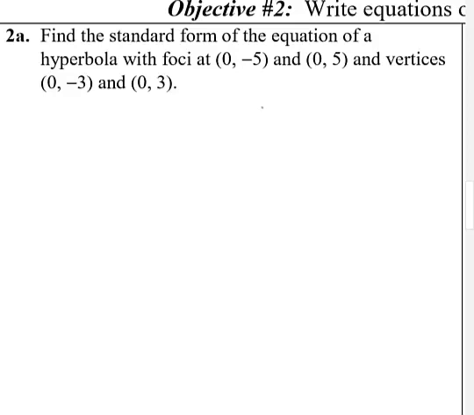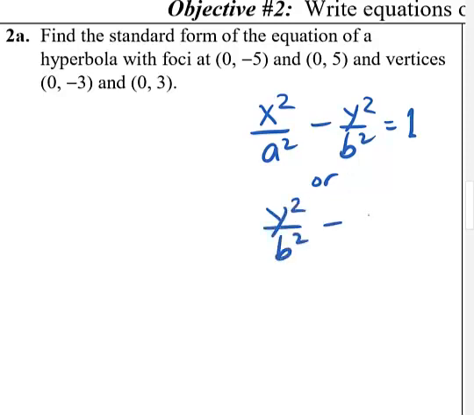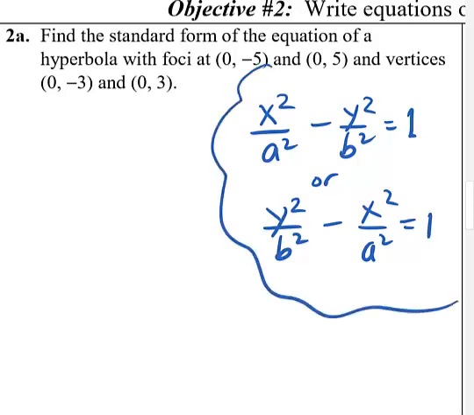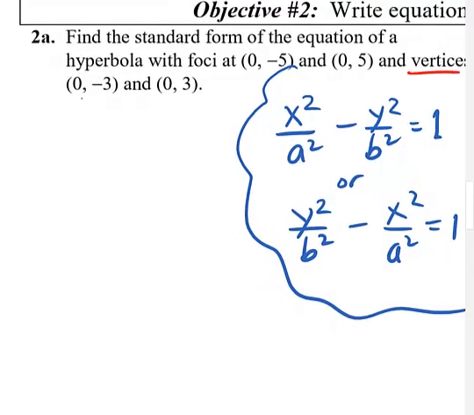So it's going to look like x squared over a squared minus y squared over b squared equals 1, if it's the horizontal type, or y squared over b squared minus x squared over a squared equals 1, if it's the vertical type. One of those types is going to be happening. But the key to tell which one it is: they tell us that the vertices occur at 0, negative 3, and 0, 3. So that means that's going to be a vertical type.